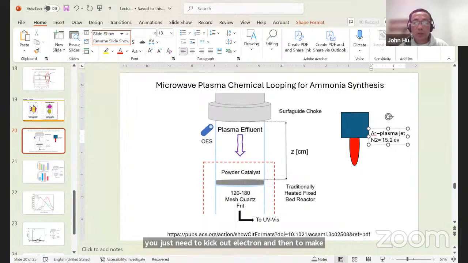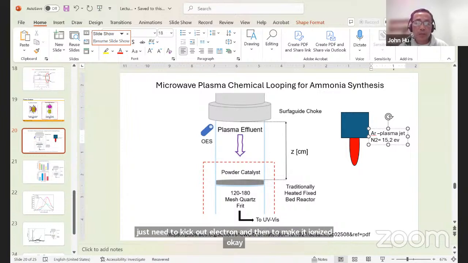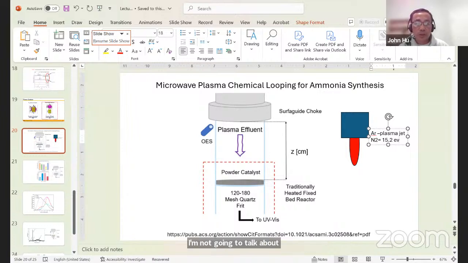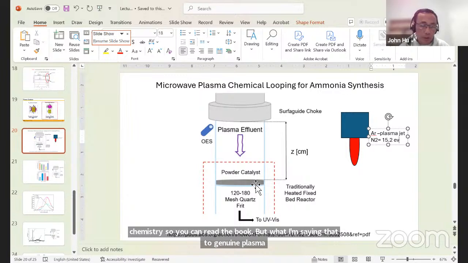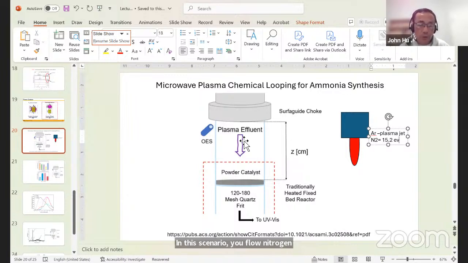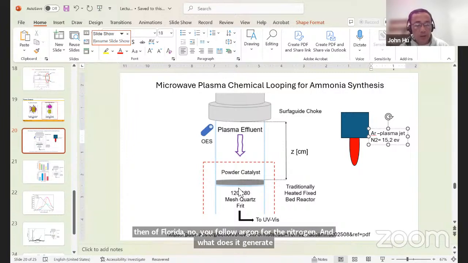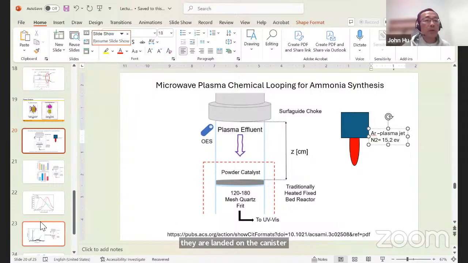I'm not going to talk about the plasma chemistry, so you can read the book. What I'm saying is that to generate plasma in this scenario, you flow argon and flow nitrogen, and once you generate the plasma, it lands on the catalyst surface. That's the reaction we are doing. So I'm going to show you the result.